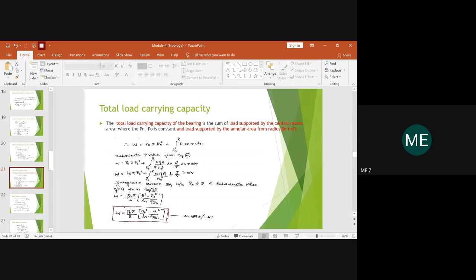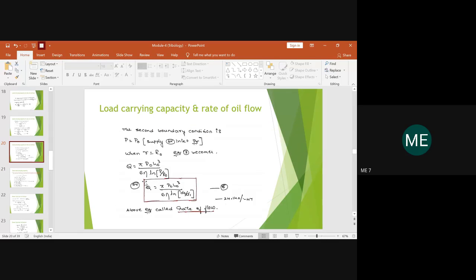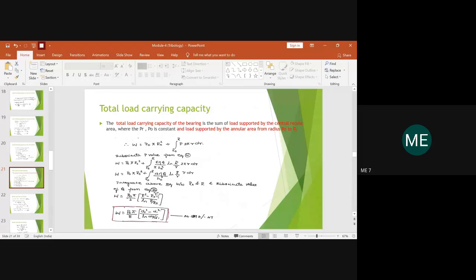After this, you will integrate this equation between R naught to R. Only after integrating will you substitute the value of Q. Here the value of Q is not substituted. Don't substitute the value of Q before integration. First you integrate, and after integrating, you substitute the value of Q. Q was derived in equation number 6. So after integrating, you will directly substitute in place of Q this equation, which is our rate of flow. Once you substitute and simplify, finally this is the equation we get in terms of R and R naught.